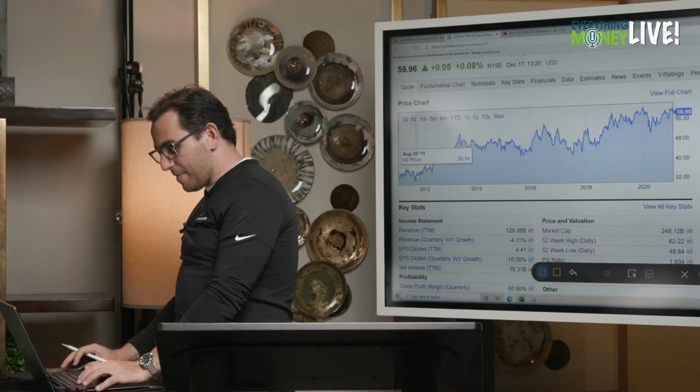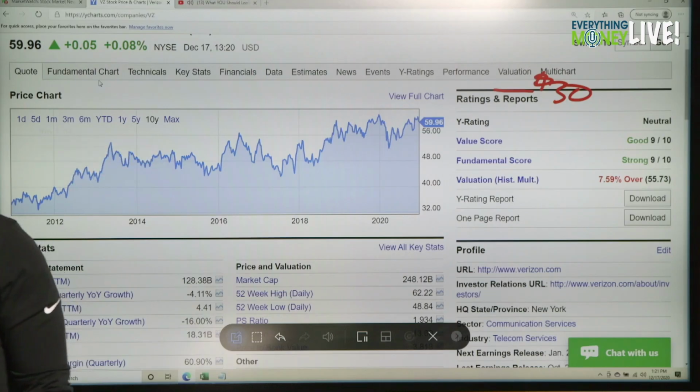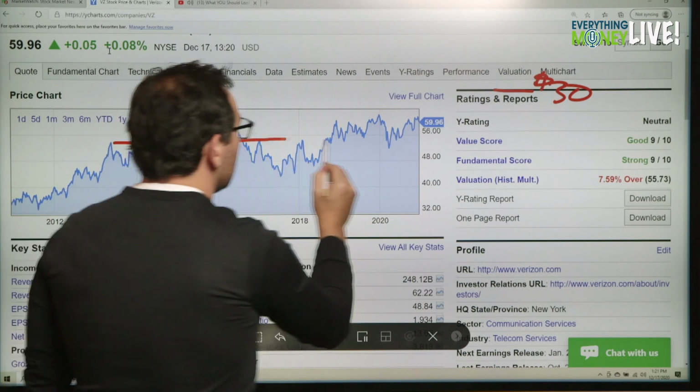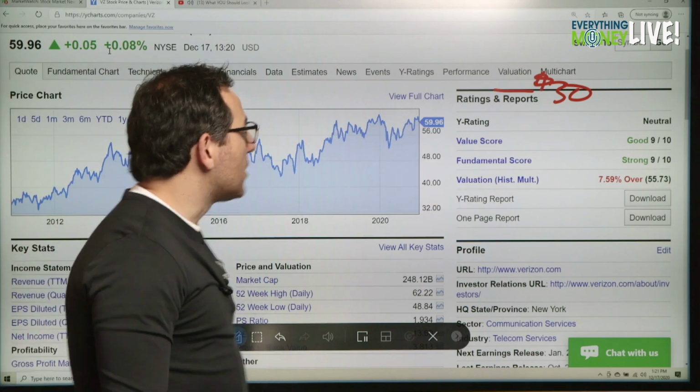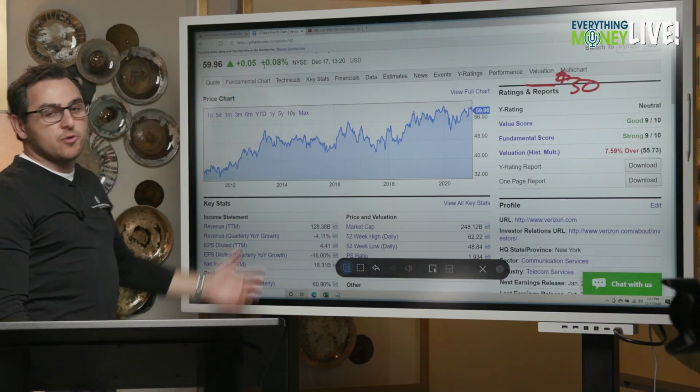The last time, I mean, it's been since 2012, but look at this company. It has gone nowhere for how long? I mean, it's gone nowhere for 6-7 years, but it's paying a 4% dividend. So I want to buy it at a discount so that I can get some growth out of it.